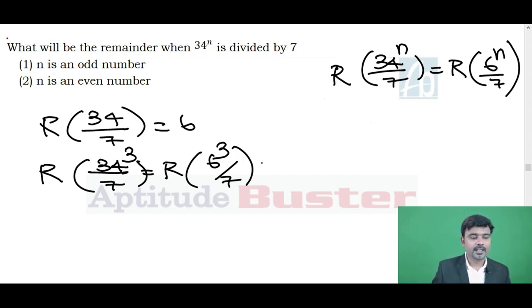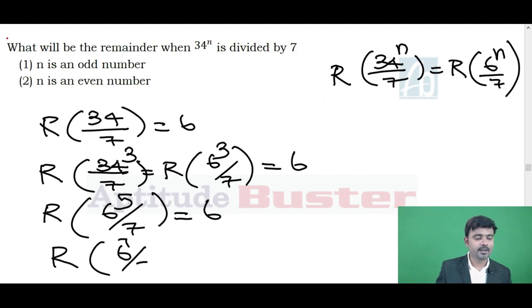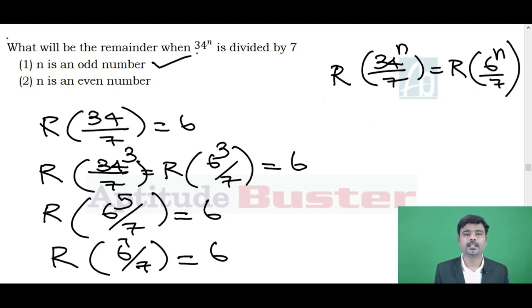6 power 3 divided by 7, the remainder is 6. Next, 6 power 5 divided by 7, also the remainder is 6. 6 power 7 divided by 7, the remainder is 6. If 6 power an odd number is divided by 7, the remainder is always 6. So what will be the remainder when 34 power n is divided by 7? If n is an odd number, we get the unique remainder 6.